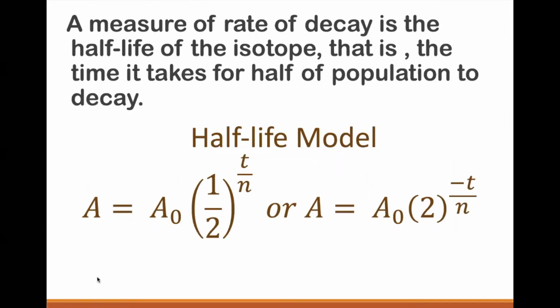A measure of the rate of decay is the half-life of an isotope. That is the time it takes for half of the population to decay. It's given by the formulas for the half-life model: A equals A sub 0 times 1/2 raised to T over N, or A equals A sub 0 times 2 raised to negative T over N.